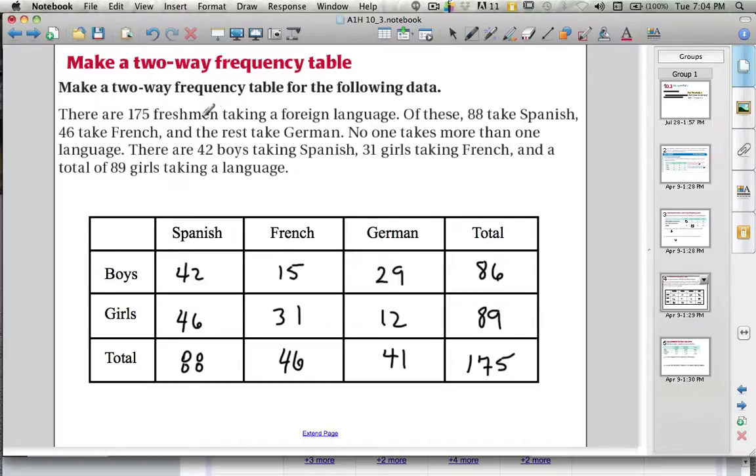So you can see that what I did is I took the information as supplied, put it in its appropriate location in the table, and then I was able to fill in all of the missing information simply by using the logic of the table and doing some simple math.